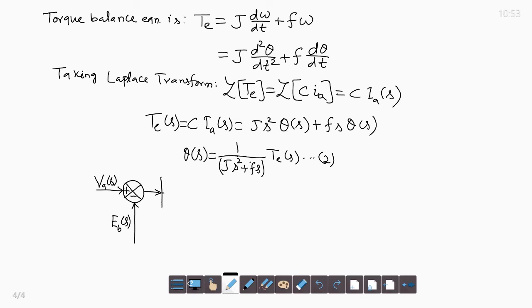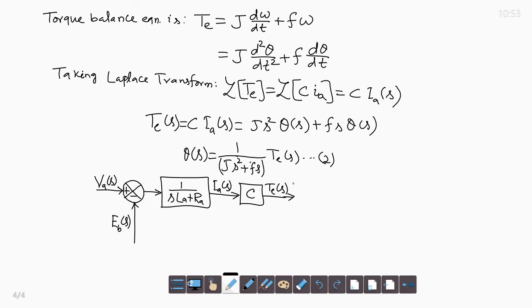We use equation 1 and multiply by 1 upon SLA plus RA. So, we get the transform of the armature current IAS. Then we multiply the proportionality constant C. So, we get the electromagnetic torque transform TES.